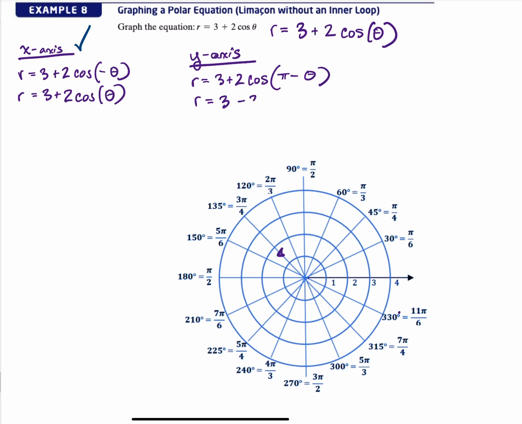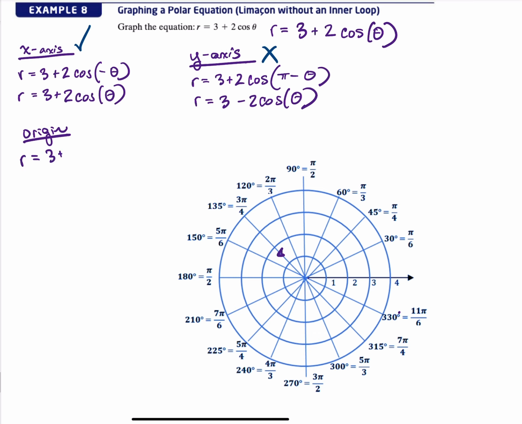So that will make this 3 minus 2 cosine theta, which is not the same. But you can prove it to yourself by expanding this with angle subtraction for the cosine. So this will not have y-axis symmetry. And then for origin symmetry, we don't have r squared, so that won't work.